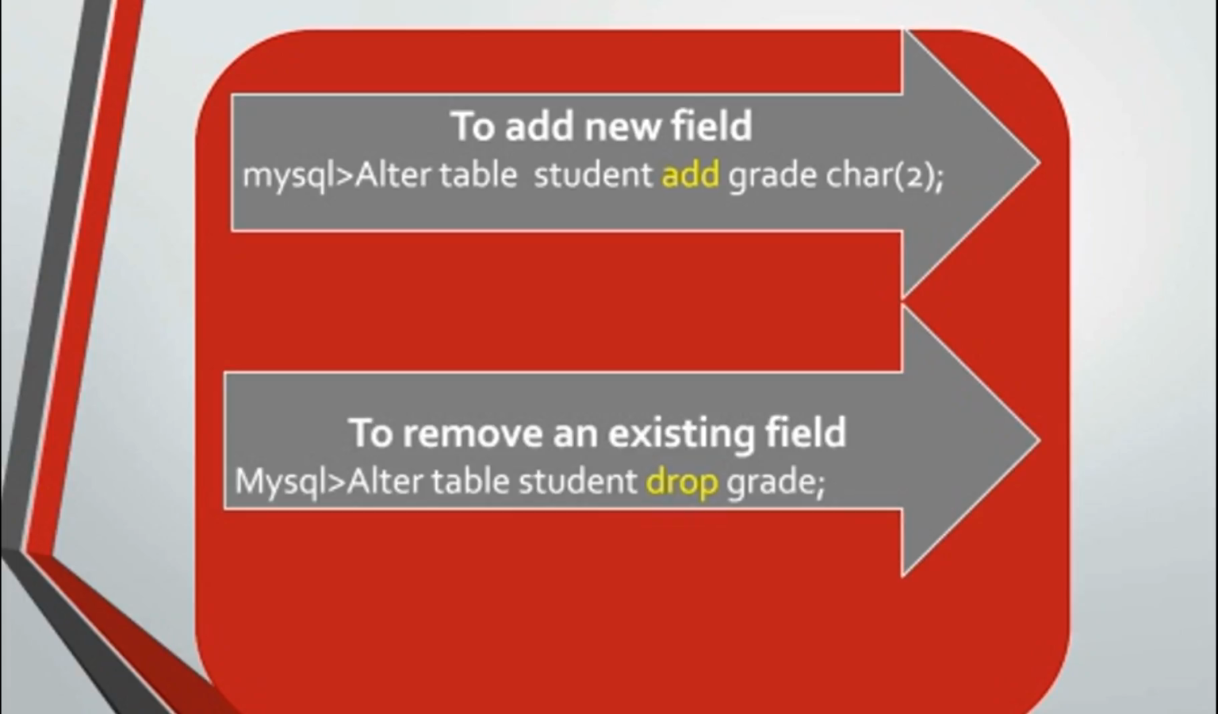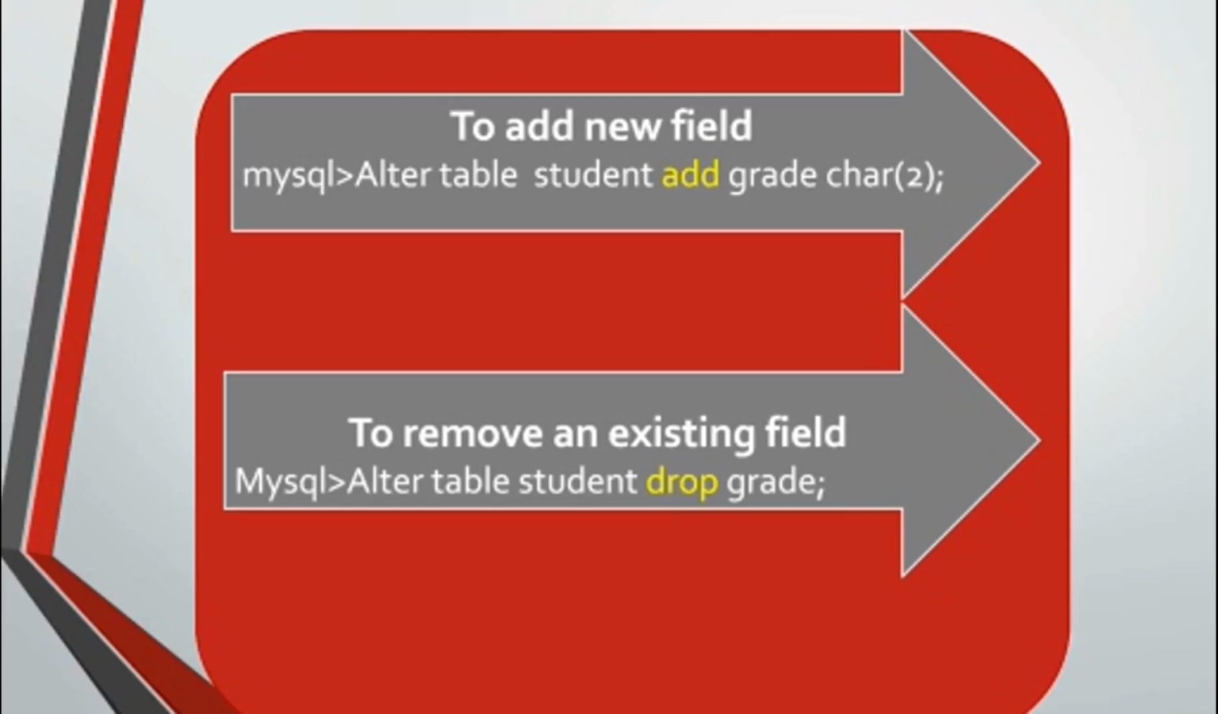Okay. Next, to remove an existing field, same syntax, alter table student. Then in this you have to use the drop keyword, because the field already exists. So in this there is no need to give the data type, you will only write the name of the field. Okay. So you will write alter table student and the keyword is drop. After that you will write grade.